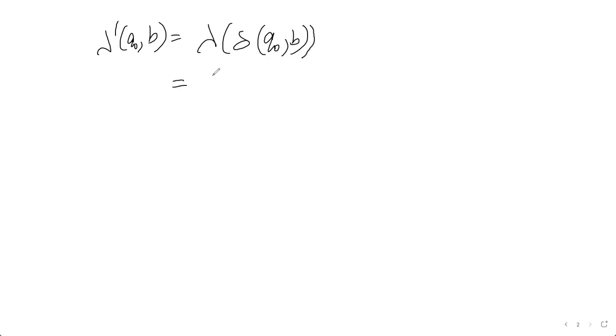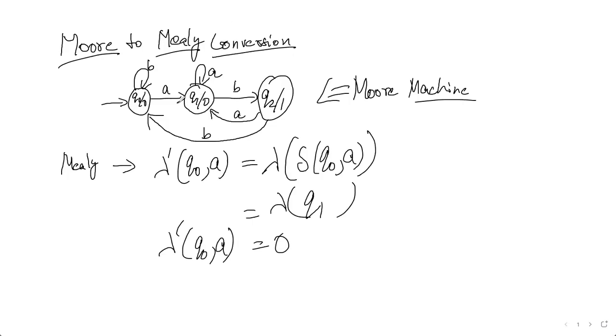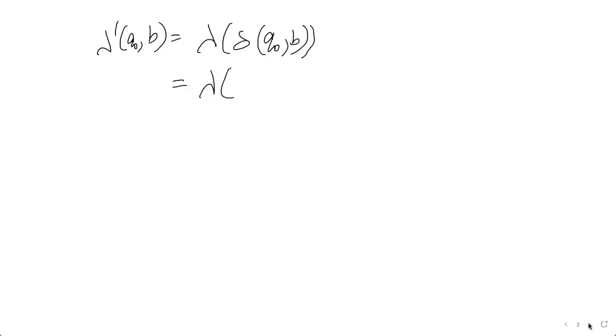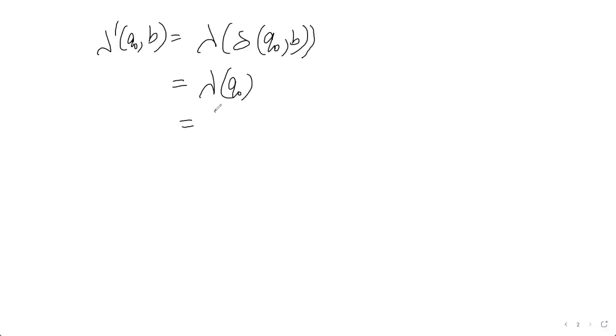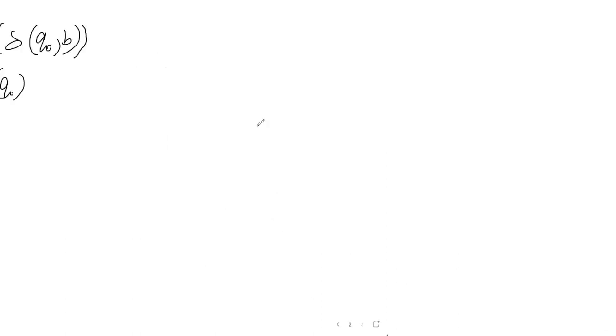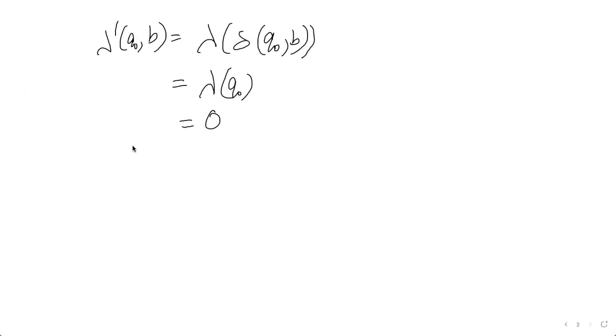Similarly, lambda dash of Q naught on B will be lambda of delta of Q naught on B of the Moore machine. Q naught on B is Q naught only. So it is lambda of Q naught. What is lambda of Q naught? 0 is associated with Q naught. So 0. Got it? Similarly, we can create everything.